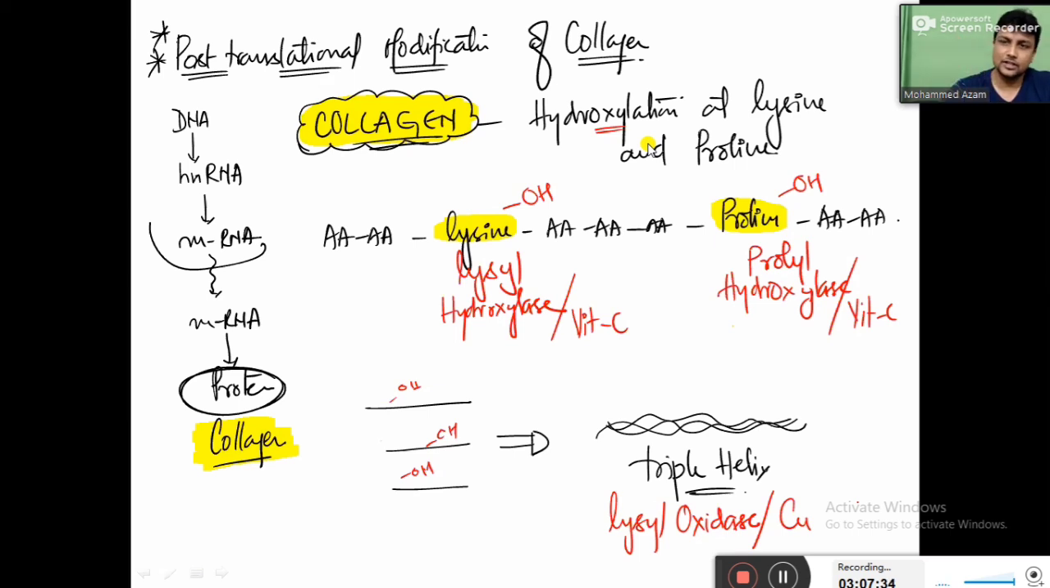और उसके लिए क्या चाहिए, sir? Copper. Now your collagen is completely ready to be utilized in body. So in our body, the most common protein is collagen, and you only have to remember the modification of collagens.